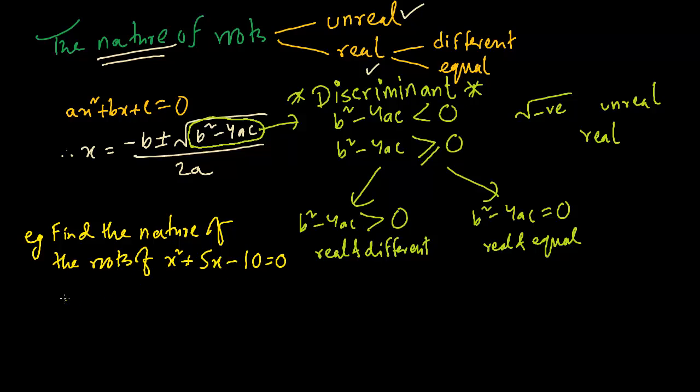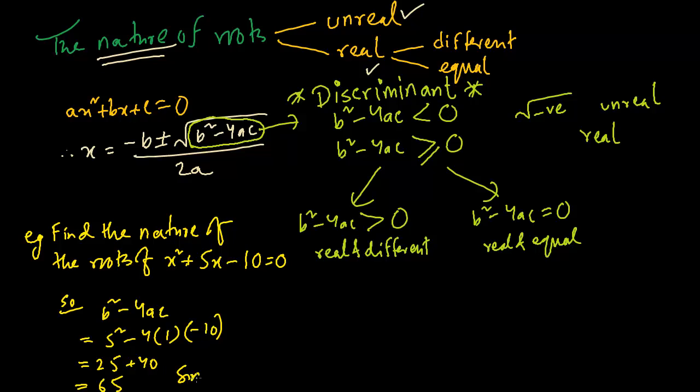So this would be b squared minus 4ac. Let's see what the value is. So 5 squared minus 4, a is 1, coefficient of x squared, and c is minus 10. So this would be 25 plus 40. So minus 4 into minus 10 is 40. So this would be 65. So you can write, since b squared minus 4ac is greater than 0, roots are real and different.